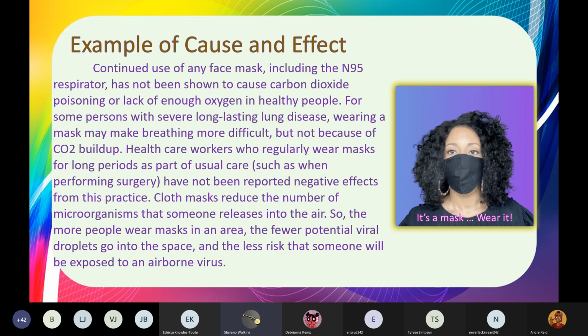Cloth masks reduce the number of microorganisms that someone releases into the air. So the more people wear masks in an area, the fewer potential viral droplets go into the space, and the less risk that someone will be exposed to an airborne virus.